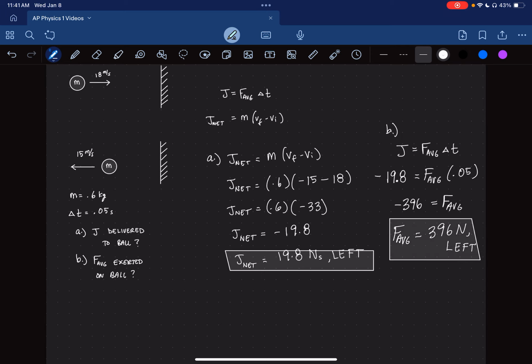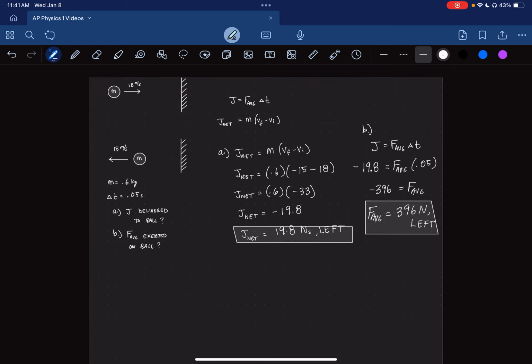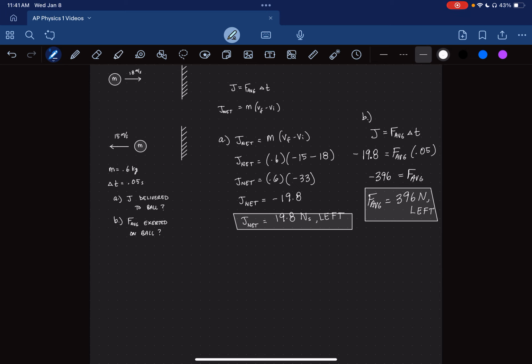Okay, let's talk about that force being to the left. When the ball hits the wall, the ball puts a force on the wall, but the wall is putting on the ball a leftward force, an average force, I should say, of 396 newtons to the left on the ball. So that's the meaning of the left for the force. And not a coincidence, the impulse delivered to the ball is also to the left. Cool.